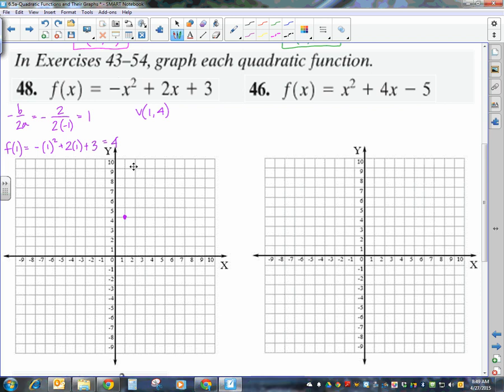The other thing that you always want to do when you graph is after you find that vertex, you want to say to yourself, is that going up or down? And this one is going down. Okay? So it's going to do something like this.